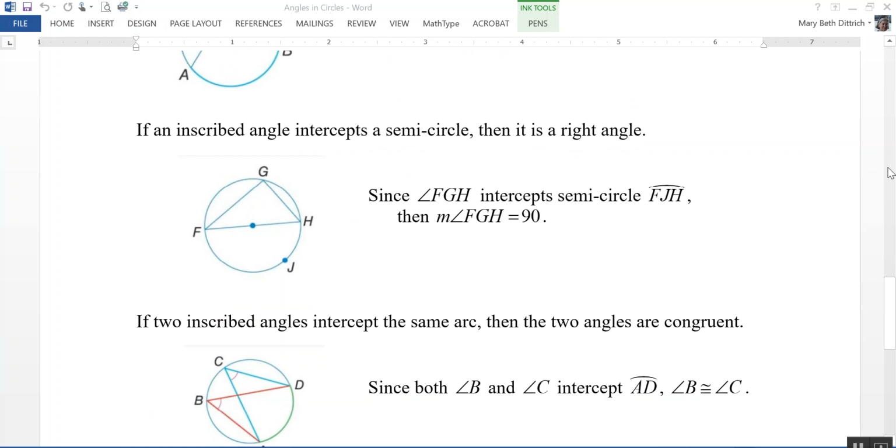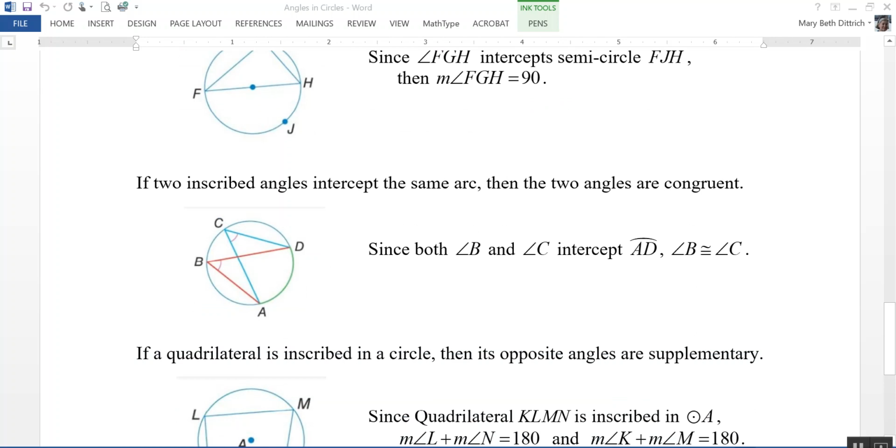If an inscribed angle intercepts a semicircle, that is half of a circle, then it is a right angle. So here we have angle FGH, and you can see that it intercepts arc FJH. Because FH is a diameter, arc FJH is a semicircle whose measure is 180 degrees. Therefore, the measure of angle FGH is going to be 90 because the angle is half of the arc. You'll also notice that that's created a nice little right triangle with a right angle here, and the hypotenuse is the diameter of the circle.